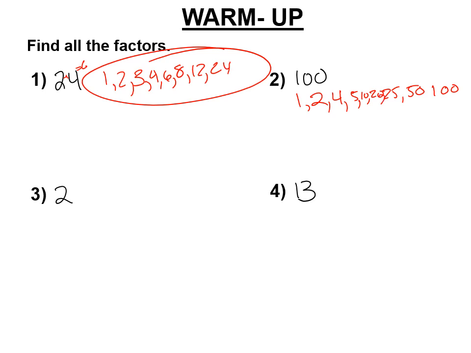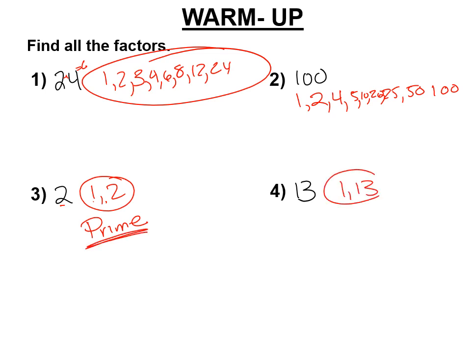All the factors of 2 are 1 and 2. So what kind of number has only 1 and itself as factors? We talked about this yesterday. A prime number. 13 is also prime, right? Because 1 times 13 is 13. So 2 is prime and 13 is prime.